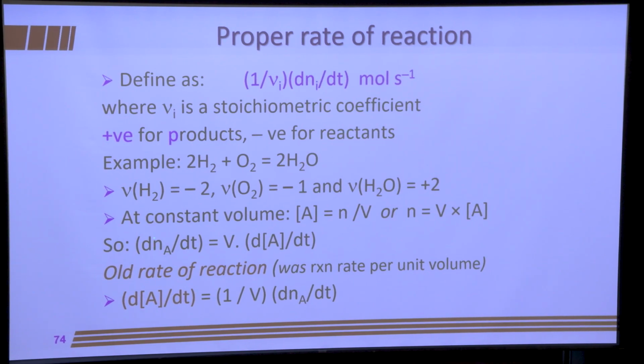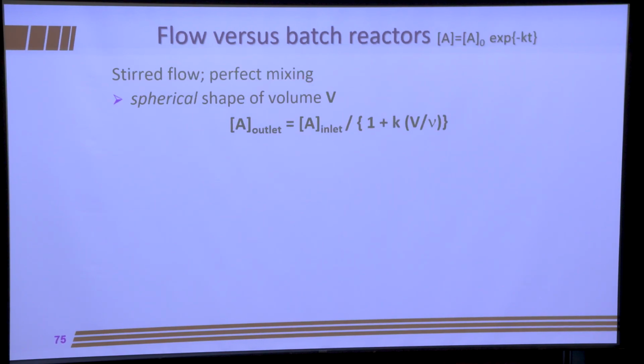So you should write the change in number of moles of A with respect to time is equal to the volume times the change in concentration with respect to time. So you should actually include the volume in your definition. The old rate of reaction was reaction rate per unit volume, so the change in concentration of A with respect to time is equal to 1 over volume times the change in number of moles with respect to time. Anyway, if you have unit volume, it's 1, so you can interchange them. Okay, so flow versus batch reactor then.